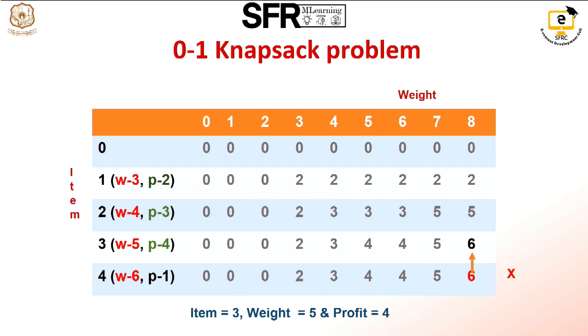The maximum value is 6. This 6 is derived from the previous one, so we cannot choose this item to put in the bag. So move on to item 3. We can choose item 3 to put in the bag, whose weight is 5 and whose profit is 4.